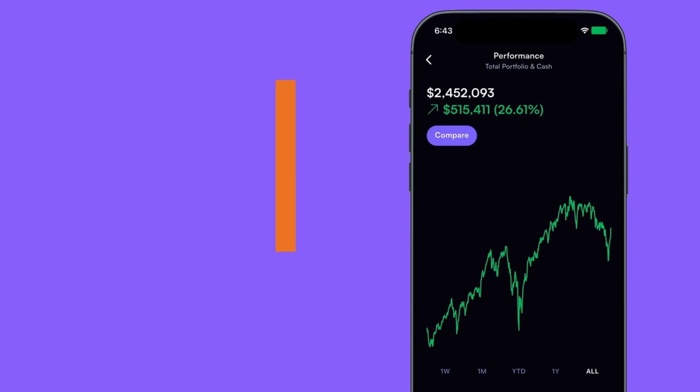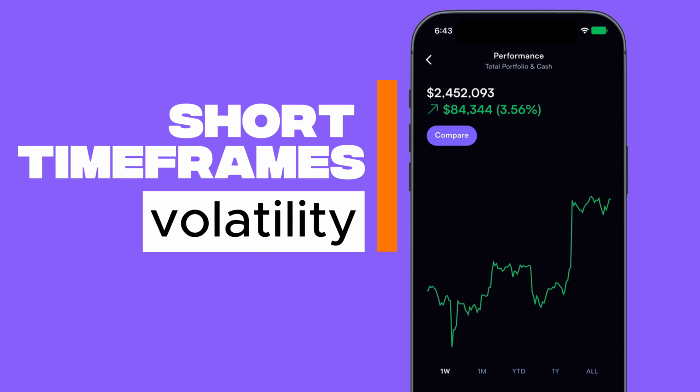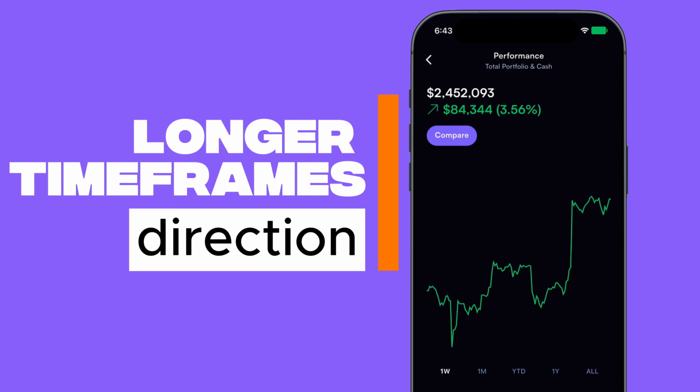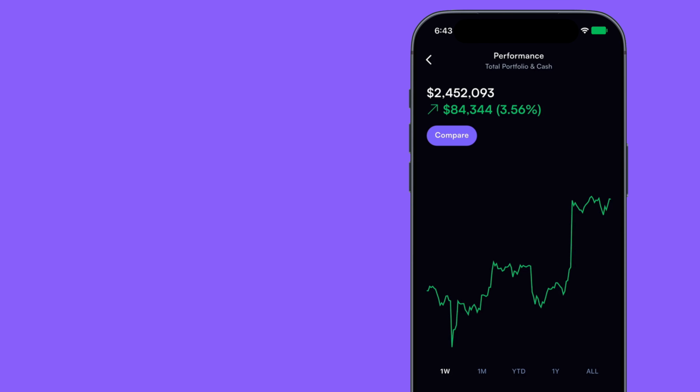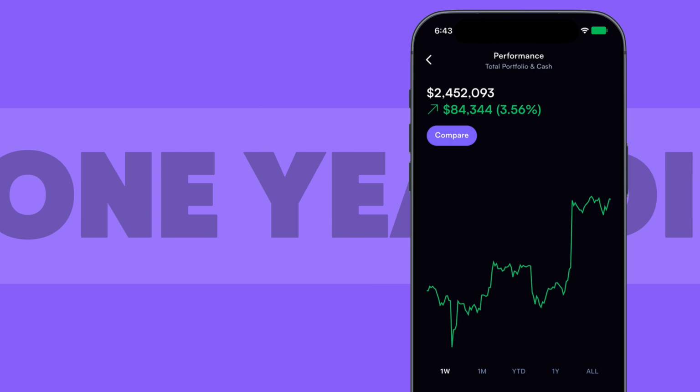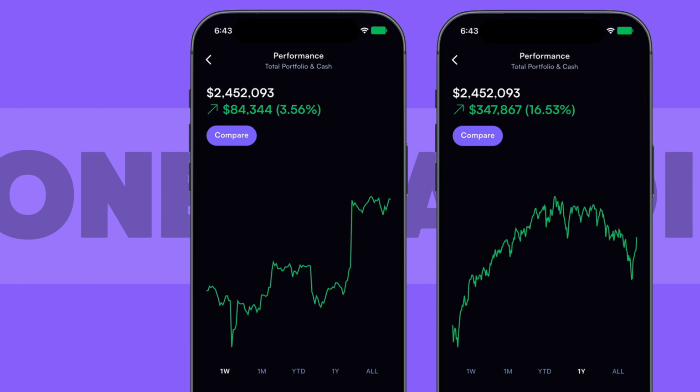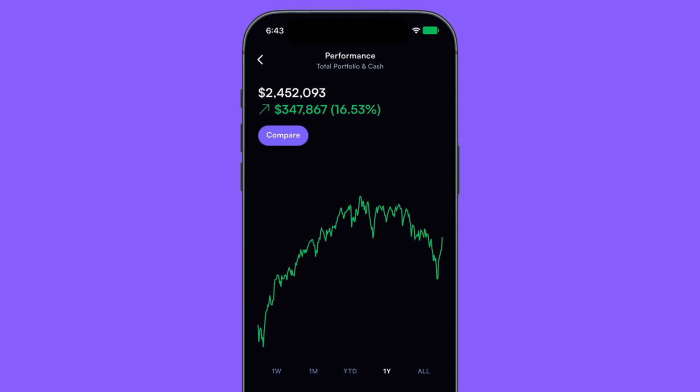Short time frames help you see volatility. Longer time frames help you evaluate direction. And that distinction matters. A portfolio can feel strong in the short term, but look very different over a year. Now, performance by itself is still incomplete, because returns only mean something relative to a benchmark.